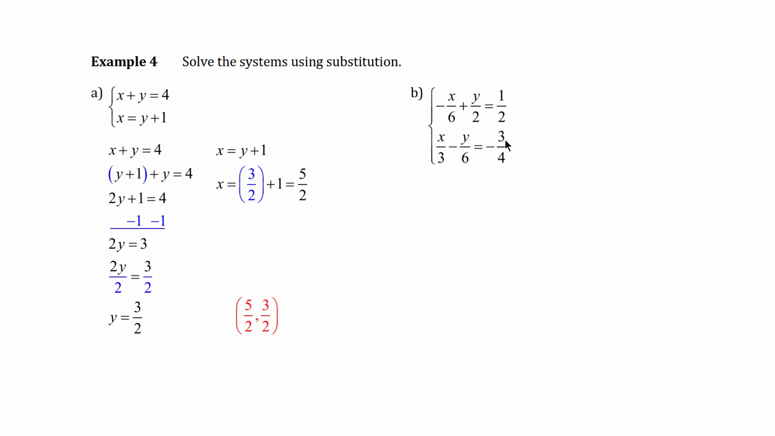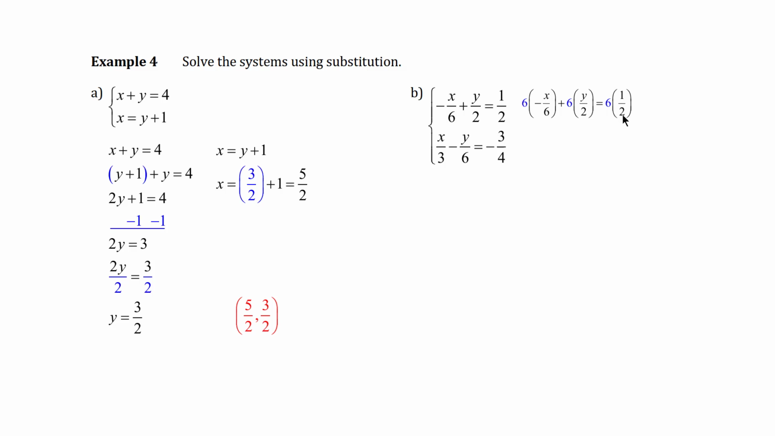For the first equation, you can see that we have 6, 2, and another 2 in each of the denominators. The LCD for these numbers is 6. So we multiply all of the terms by 6. We get 6 times negative x over 6 plus 6 times y over 2 equals 6 times 1/2.